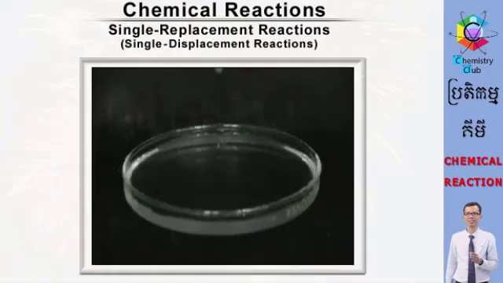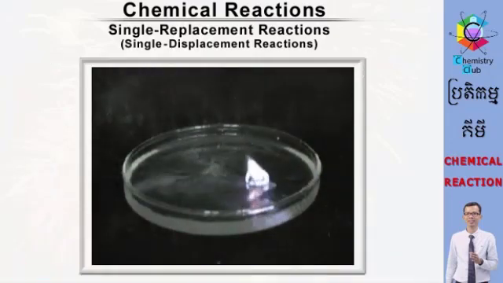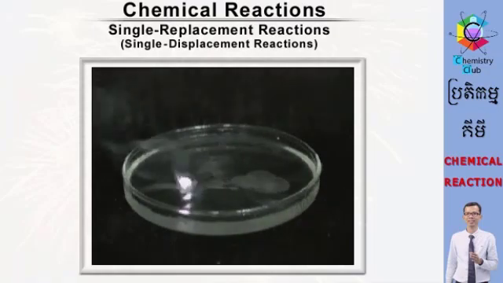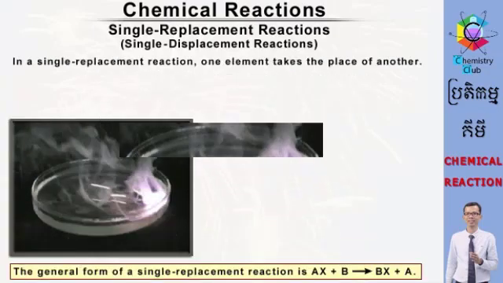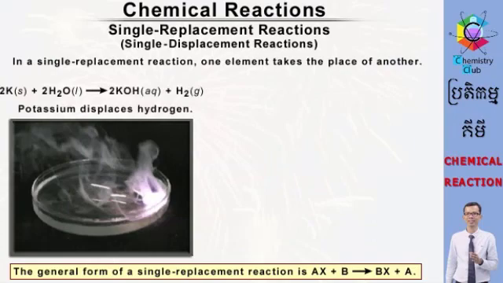When a piece of metallic potassium is placed in a dish of water, a violent reaction occurs. Potassium displaces one of the hydrogen atoms in a water molecule, producing hydrogen gas and aqueous potassium hydroxide. In this case, potassium takes the place of one of the hydrogen atoms in a water molecule.